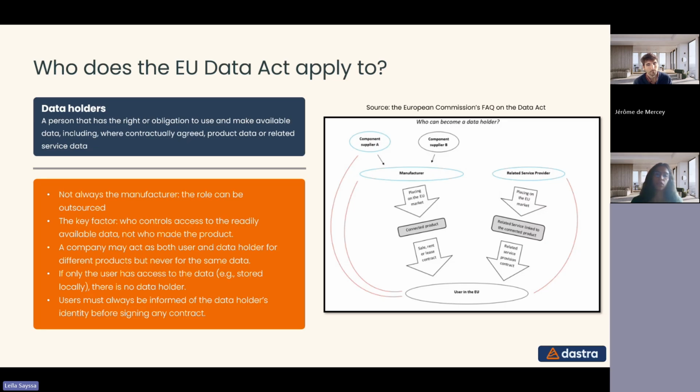And also, it's important for the users of your products or of your services to know who is the data holder. So you have to inform them of the identity, quite similar to when you have to inform them of who's the controller in the GDPR. Then this has to be communicated to the users before signing the contracts. So the user agreements, the service user agreement, the sales agreement to actually buy a product. This information has to be available in those types of agreements.